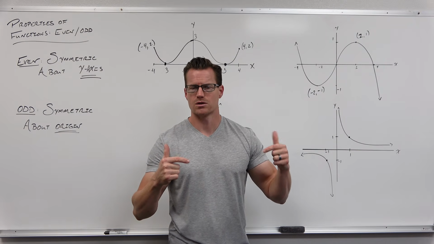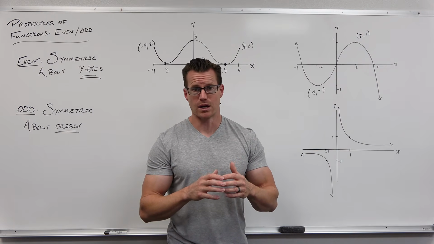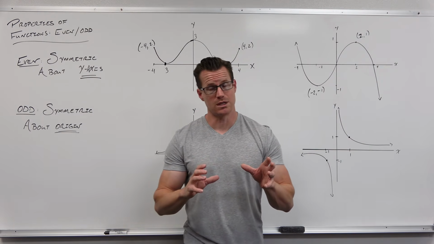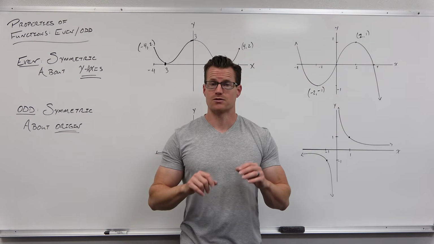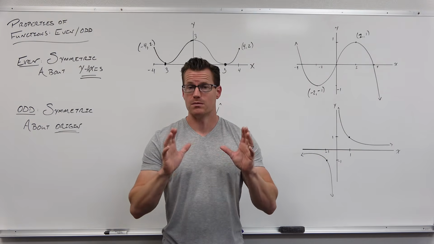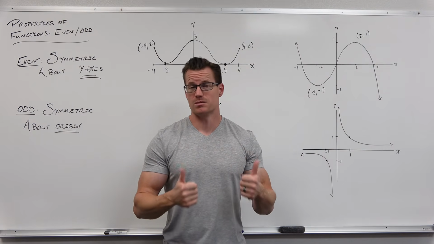Not necessarily. So cosine of x is an even function, but it doesn't have an exponent at all. We need to get away from that. We need to understand the definitions of what these things mean. Even means, as far as its graph is concerned, that it has symmetry about the y. Odd means, as far as this graph is concerned, it has symmetry about the origin. That needs to be in your head right now.